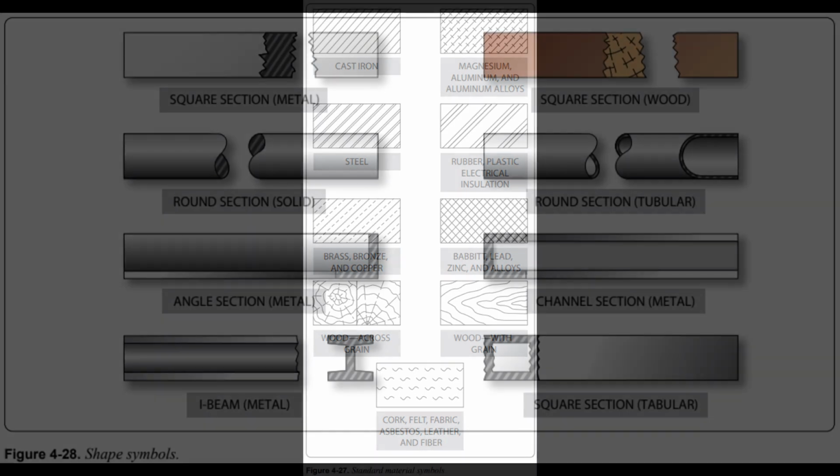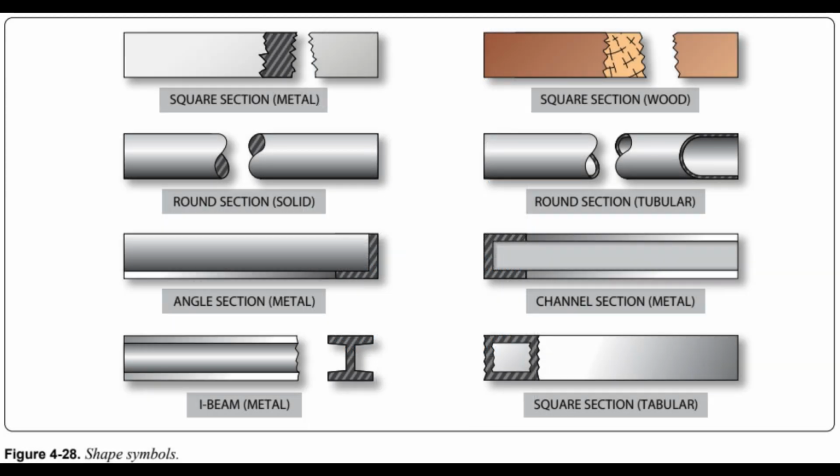Shape symbols. Symbols can be used to excellent advantage when needed to show the shape of an object. Typical shape symbols used on aircraft drawings are shown in Figure 4.28. Shape symbols are usually shown on a drawing as a revolved or removed section.